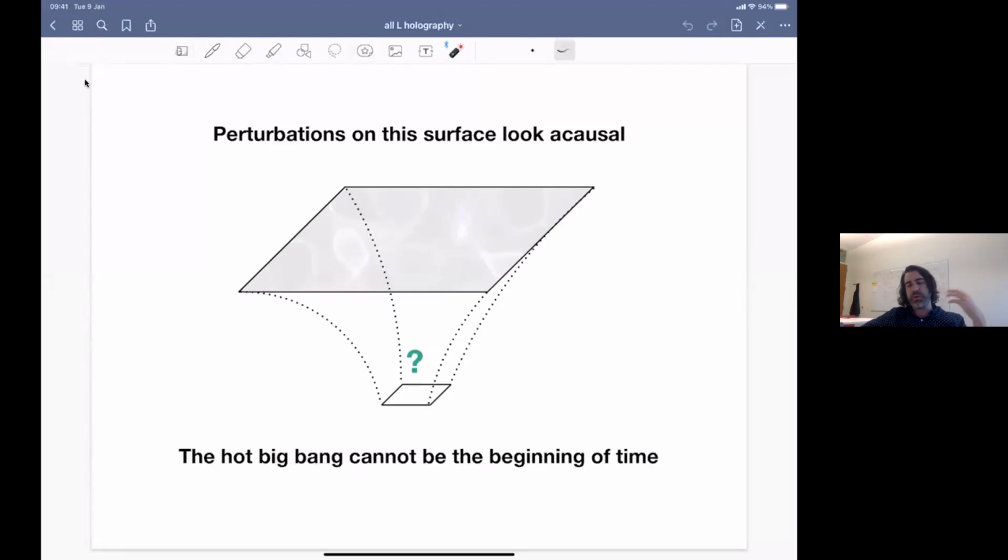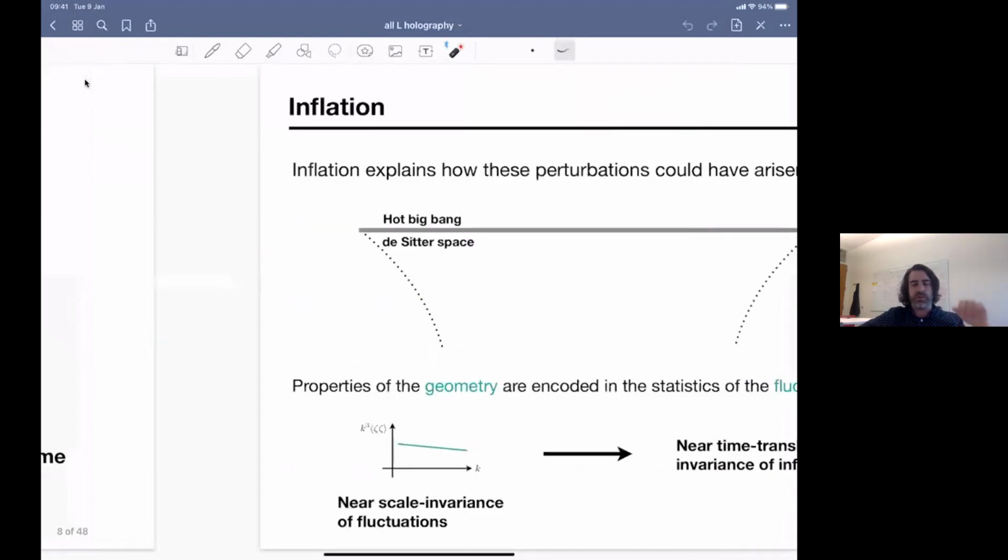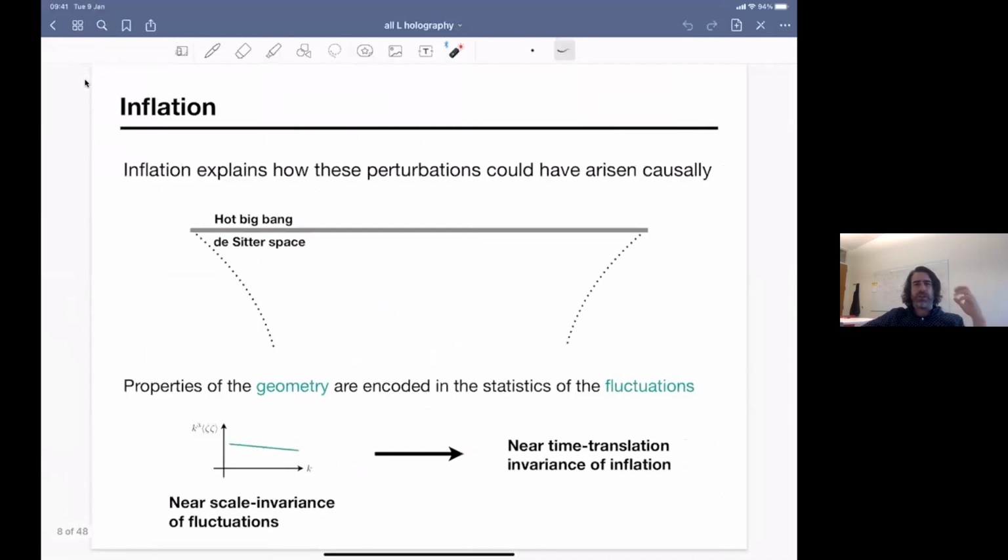Okay, and basically this pre-Big Bang epoch is what we call inflation. And so inflation explains in a natural way how these perturbations could have arisen causally. And roughly speaking, what it says is, okay, the hot Big Bang is not the beginning of time. Instead, there was some pre-Big Bang de Sitter phase where these correlations were generated, and the hot Big Bang is really the asymptotic future boundary of this de Sitter-like space, okay?